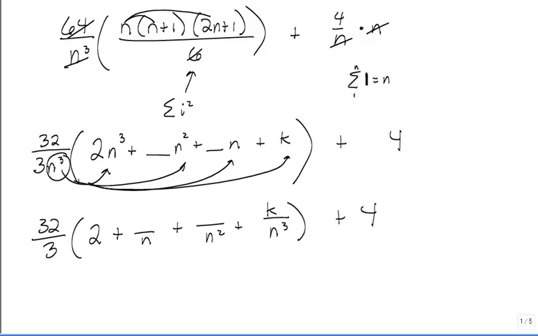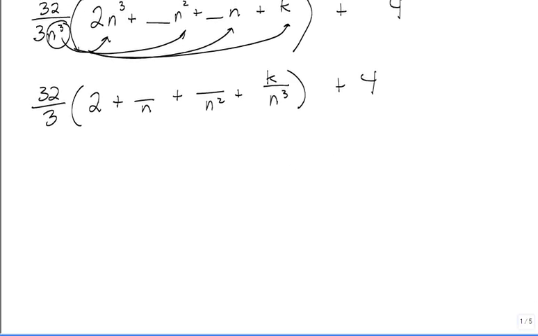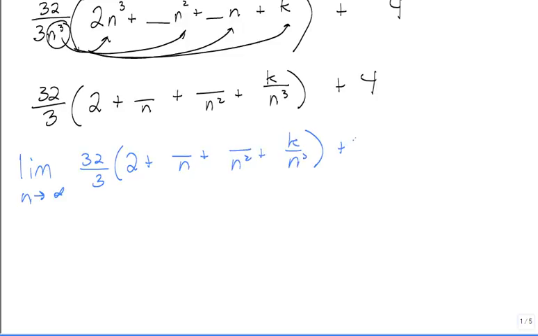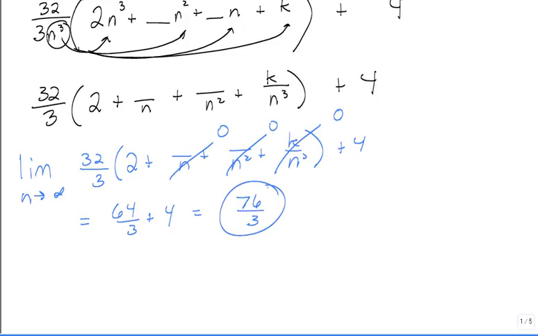The reason I don't care about those numbers is because in the last step, when I take the limit as n goes to infinity, all of this, something over n plus something over n squared plus something over n cubed, are all going to go to 0. When you have n in the denominator, those are all going to disappear. So the answer is going to be 64 thirds plus 4, which is 76 thirds. And that represents the area under the curve.